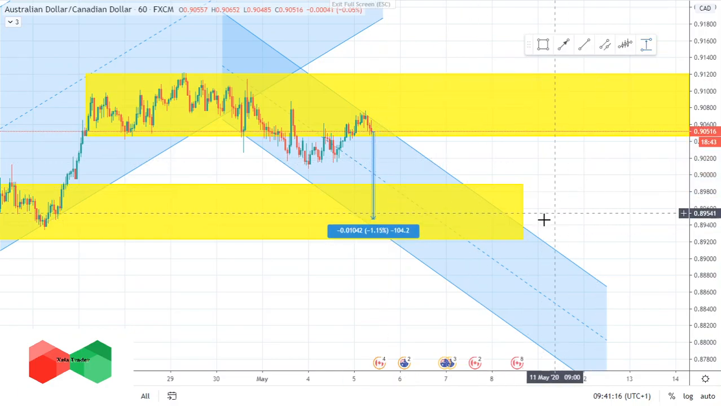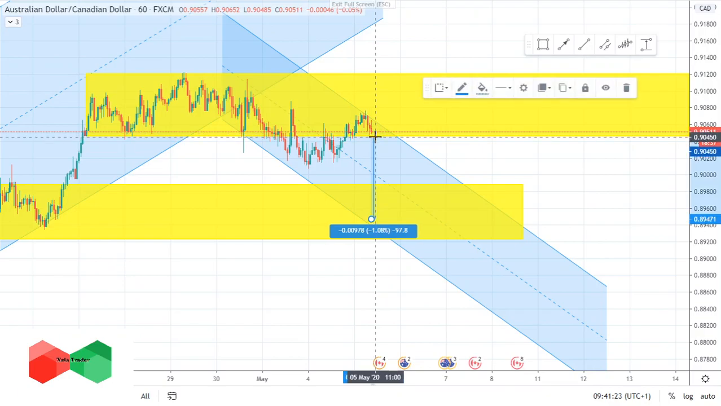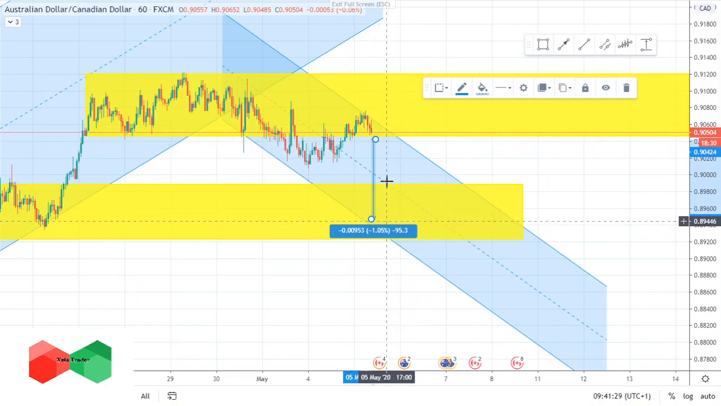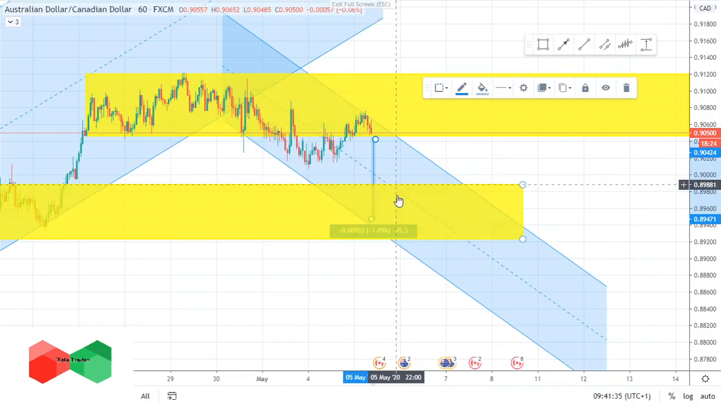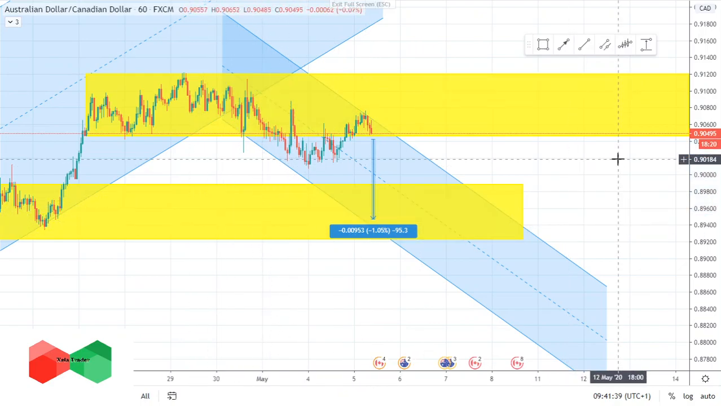This is Australian dollar to the Canadian dollar. I would enter probably around here. If it breaks out and drops down, that's where I'd enter, and take a 95 pip run down. I place a TP1 roughly around this area here, and then a TP2 down at the bottom in this golden zone. That's what we'll be looking at.